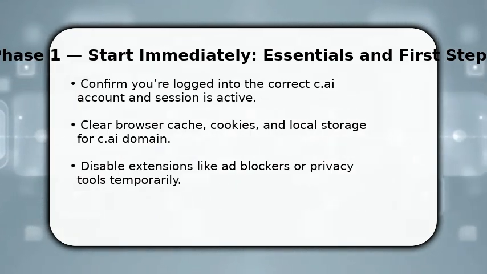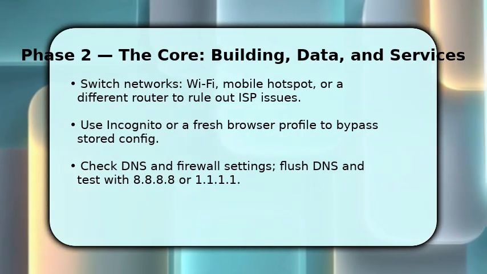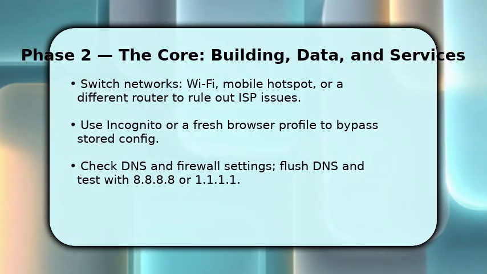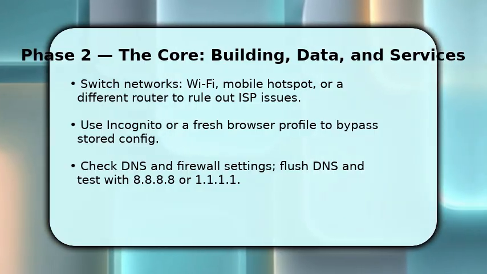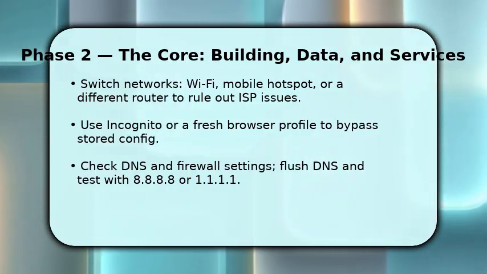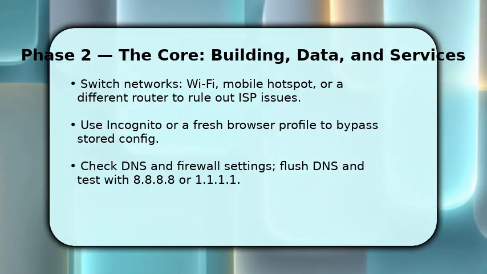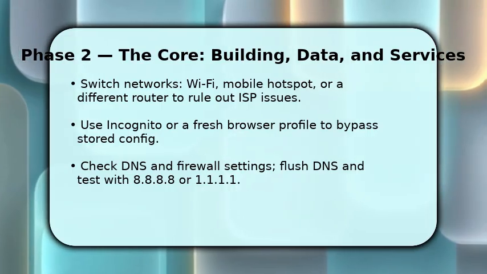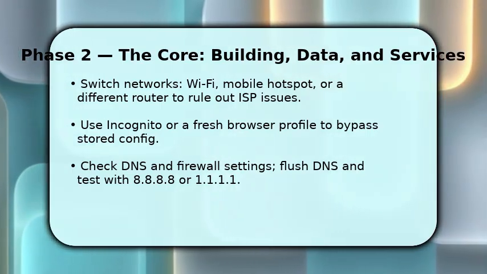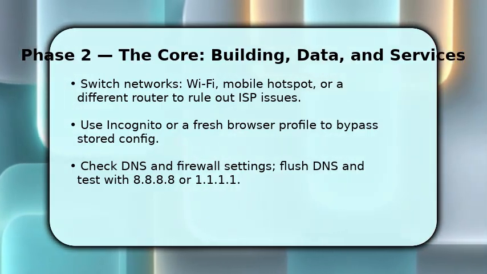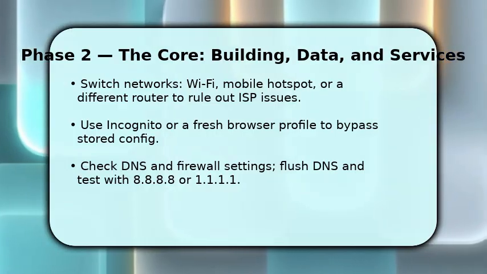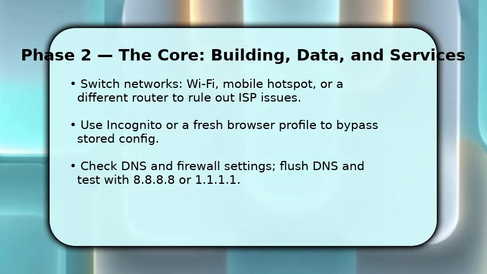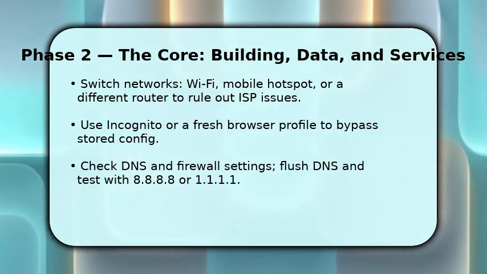Next, you test connectivity and client settings because search often fails due to network or DNS problems. First, switch networks, try Wi-Fi, a mobile hotspot, or another router to see if the problem follows your ISP. Then open an incognito window or a fresh browser profile to bypass stored configurations. Make sure to flush DNS and, if needed, temporarily set DNS to 8.8.8.8 or 1.1.1.1. This removes DNS resolution issues. Finally, check local firewall rules and corporate proxies.